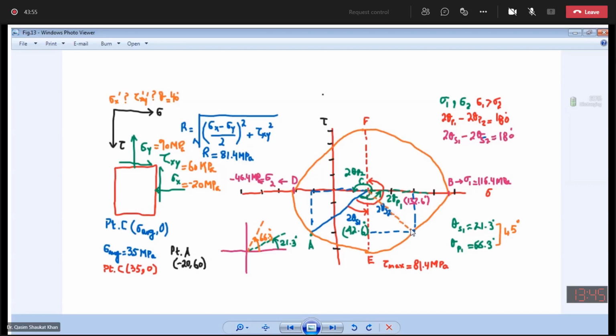And the coordinates of the point P I can directly get from my Mohr circle. So please do this and let me know the coordinates of your point P. Coordinates of point P.